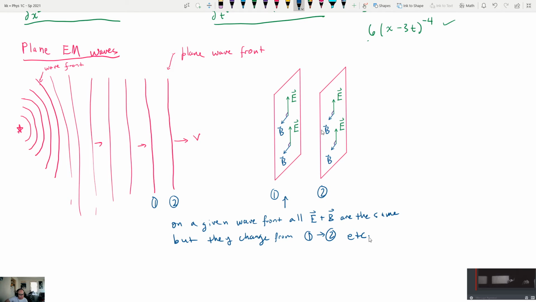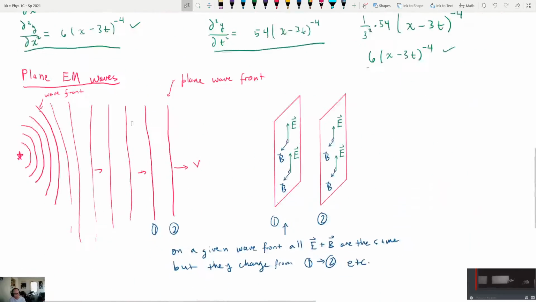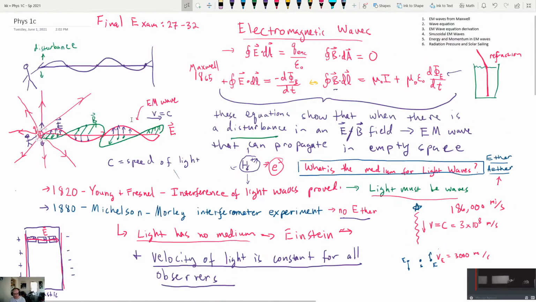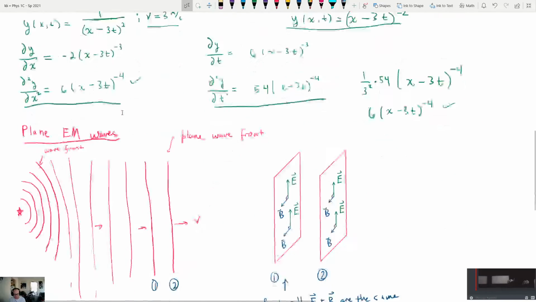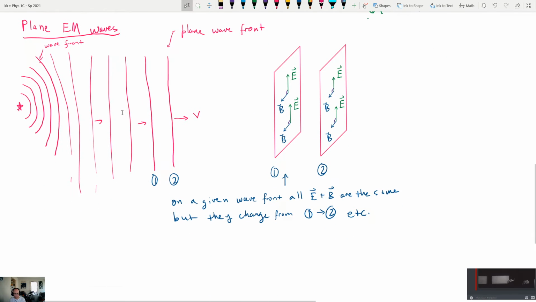Well, what's causing the magnitudes to change? Charged particles that are oscillating. Is that a good enough answer? I was just asking, as you go from wavefront 1 to wavefront 2, is it because it's farther away from the source that the magnitude's getting smaller?